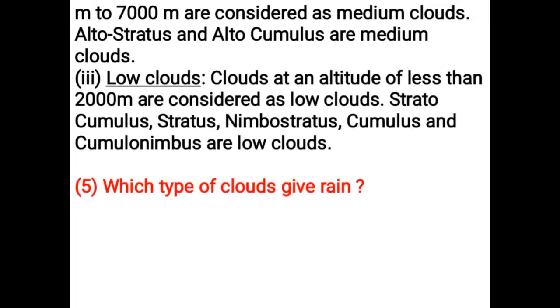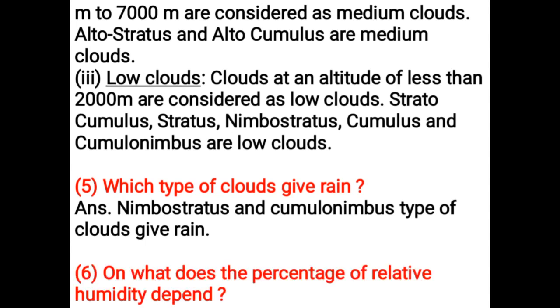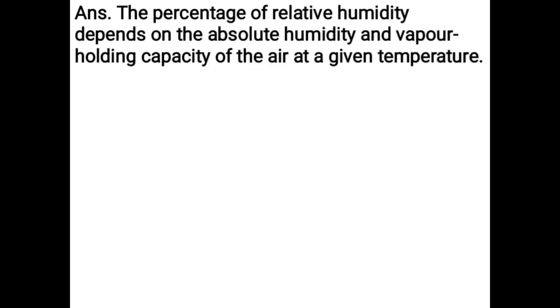Which type of clouds give rain? Nimbostratus and cumulonimbus type of clouds give rain. On what does the percentage of relative humidity depend? The percentage of relative humidity depends on the absolute humidity and vapor holding capacity of the air at a given temperature.